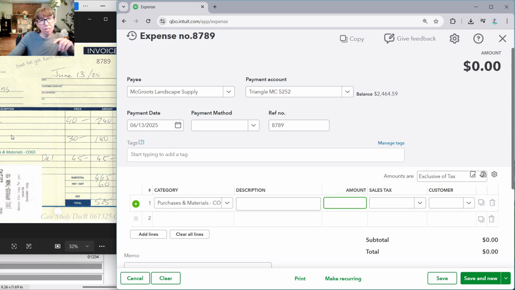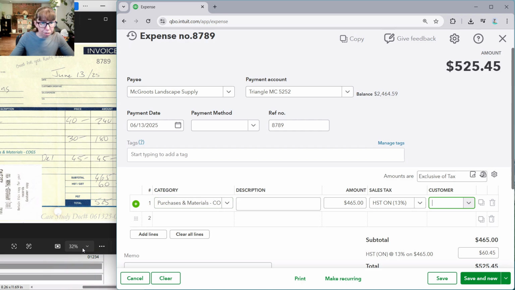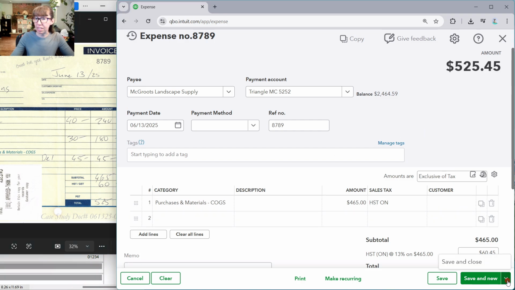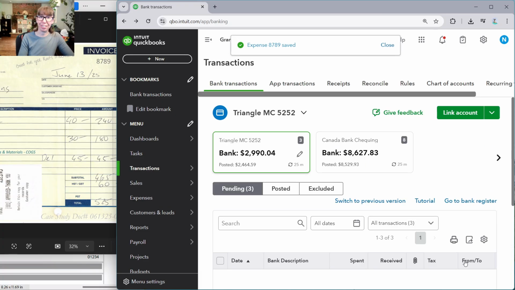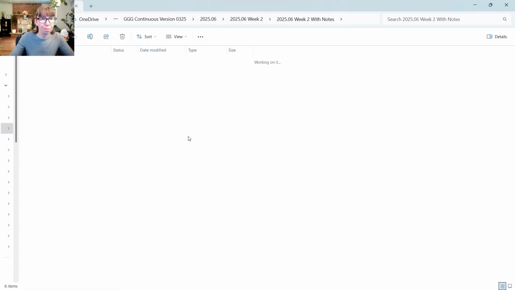And as I mentioned before, some people do like to track the delivery separately, but I'm going to consider the cost of getting this material, so I'm going to group it all together. $465 plus HST. Let's make sure it comes to 525.45. Yep, perfect. And that's all that's needed here. We're going to go save and close because that was the last charge in the charges folder. Next, let's move on to the bills.